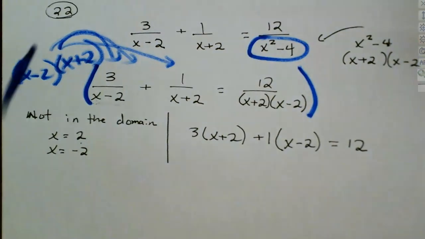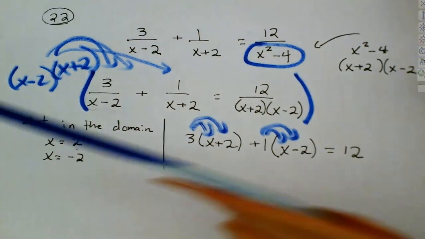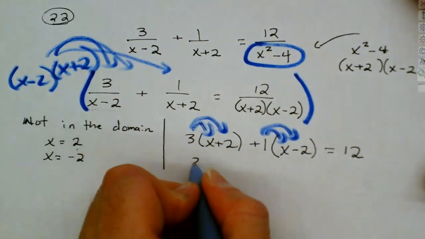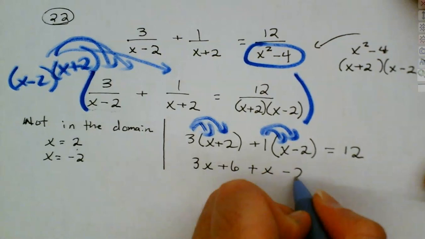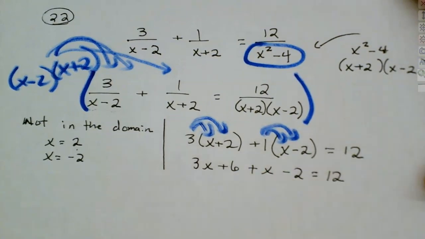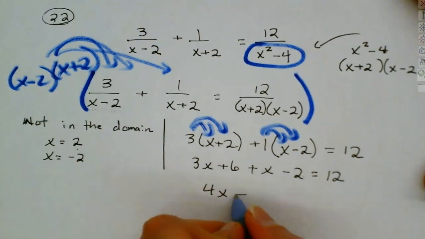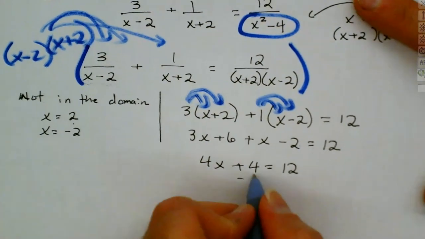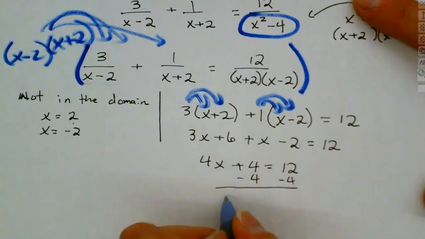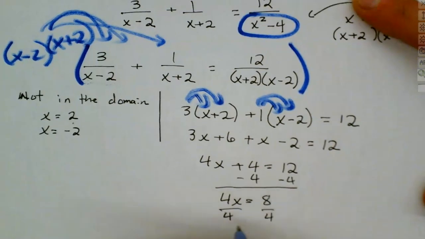This is linear, and so we'll solve it quickly. Should not be difficult at all to solve. So distribute through. We have 3x plus 6 plus x minus 2 equals 12. Combine like terms, so that is 4x plus 4 equals 12. Move your 4 over. So 4x equals now 8. We'll divide by our 4. And what do I get for my possible solution?